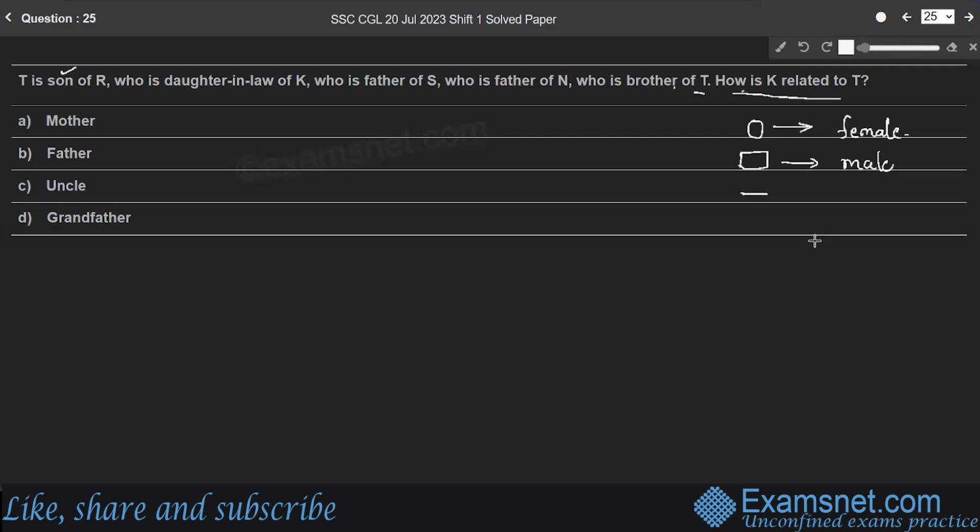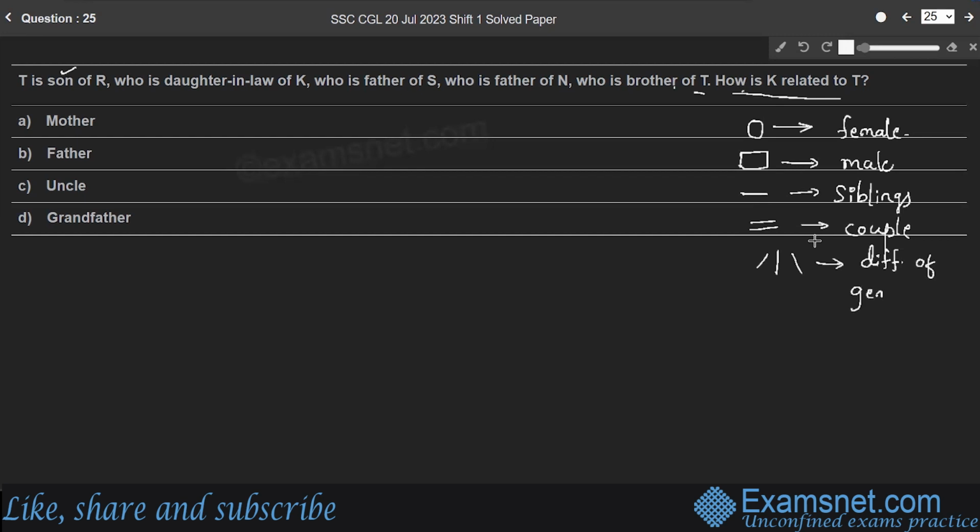Then a single horizontal line for siblings, a double horizontal line for a married couple, and a vertical line or slightly slanted line for difference of generation.